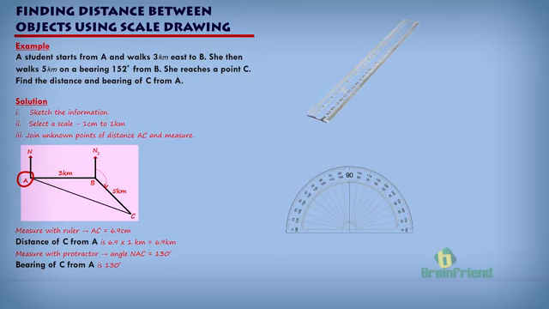Let's start from scratch. A student starts from point A. Let this be your point A. And it says he walks 3 kilometers east to B. So from A to B, he walks 3 kilometers. Remember, we are walking east because you have the north, the south, the east, and the west. So you are walking towards the right-hand side. You are walking east. So you draw that on your paper. That distance was given to us to be 3 kilometers.